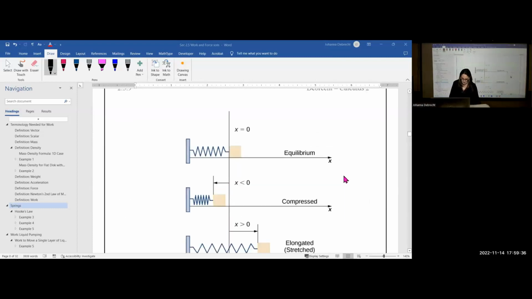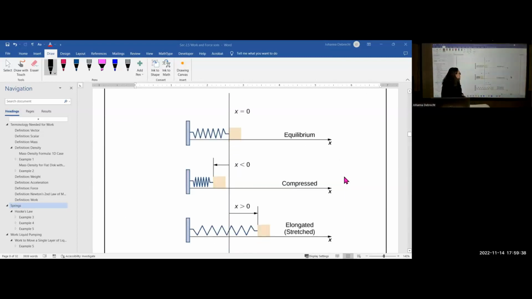And I have a couple of pictures here to show you what it looks like. So this is one from the OpenStax textbook, and this shows the spring, this jagged line here, which doesn't really look like a spring, but okay. So this is what it looks like at rest. And we tend to call the rest position, the equilibrium position, the origin. So that's where it starts.